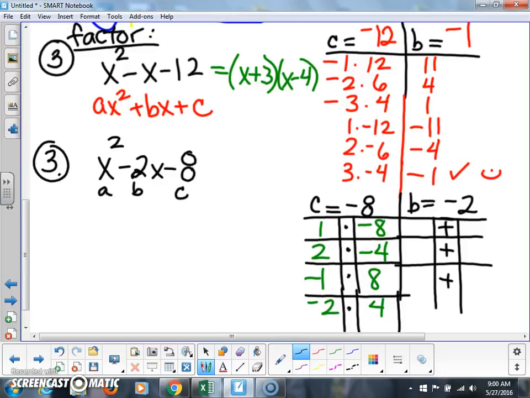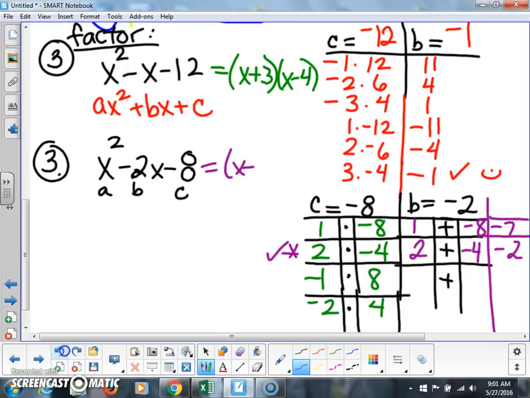Do you guys agree? Okay, so now I have to ask myself, if I add these numbers together, if I have 1 plus a negative 8, what does that equal to? That equals to, no, not negative 2. It equals to negative 7. And that's not what we want. We want a negative 2. Okay, so then what's 2 plus a negative 4? Negative 2. And that's what we want. So our factors are going to be x plus 2 and x minus 4.